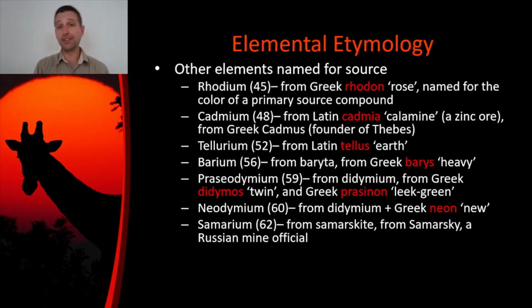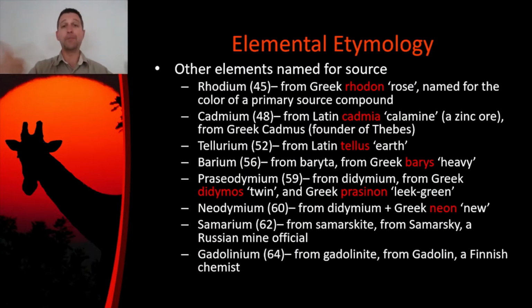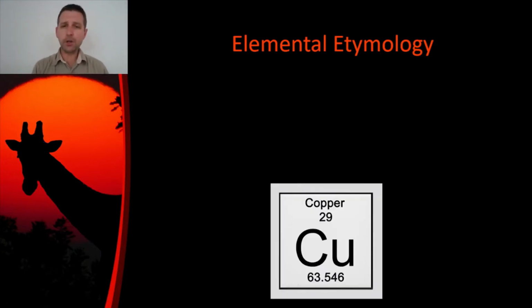And then the last two on this list are actually just named after people, but they're named after compounds that were named after people. So once again, they're actually named after their source, and then it just so happens that that source is named after a particular person that was in charge or relevant to the particular place where that particular ore was isolated, all right? So samarium comes from samarskite, which is named after a Russian mine official. Not a bad job if you become a mine official and an element ultimately gets named after you. And gadolinium comes from gadolinite, which was named after a particular Finnish chemist, all right? Okay, so those are a bunch of source elements.